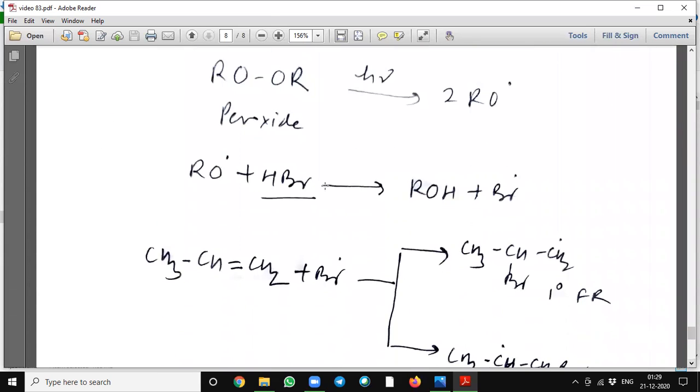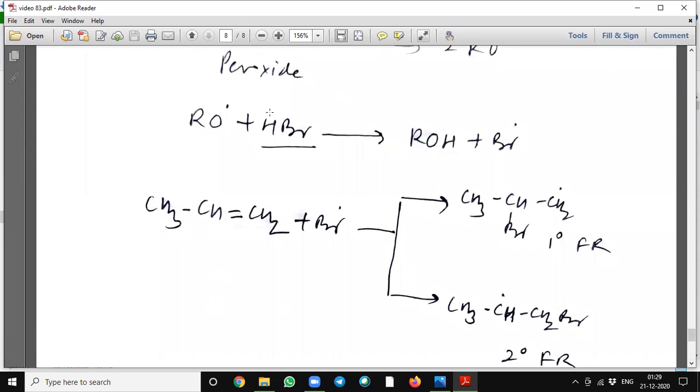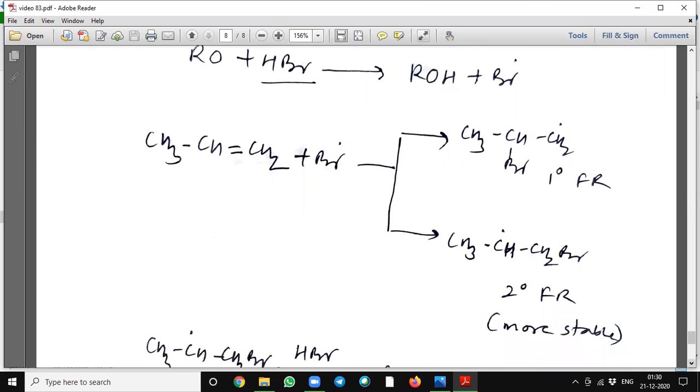See in this mechanism, the peroxide will first convert into alkoxy free radical, and this alkoxy free radical abstracts the proton of hydrogen halide. So this alkoxy free radical has the capacity to dissociate this bond only. It cannot dissociate hydrogen chloride or HI. HI it can, but it will again convert into the iodine molecule. So it will not work. This anti-Markovnikov rule works only with HBr.